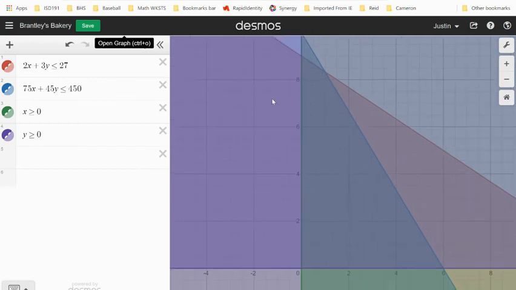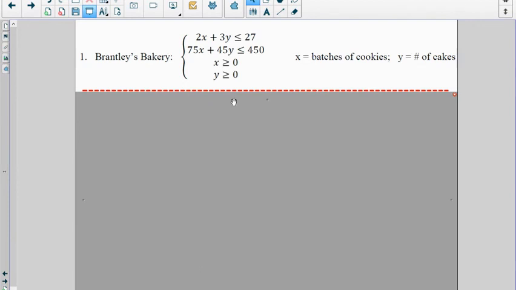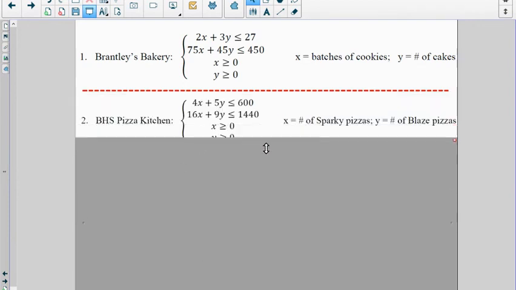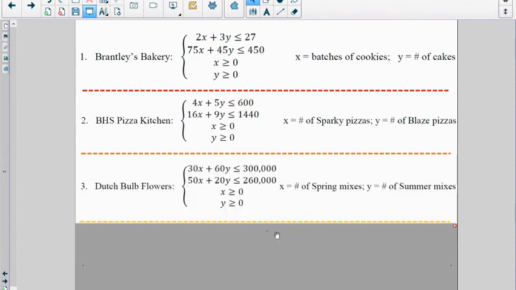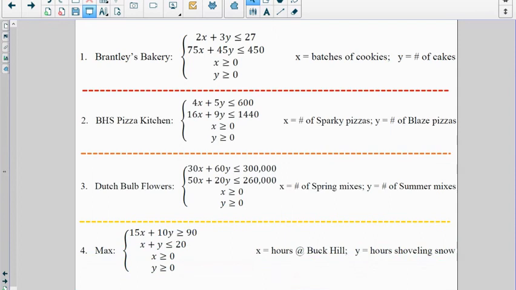To go back to our lesson here, I wanted to share this with you. We came up with it together, but as a bonus for those of you who are actually watching the video today, you can double check your answers to the day 1 homework. Here's your system of inequalities, and here are your variables for the Dutch Bulb Flour Company. And then number 4, Max was trying to get a couple jobs working at Buck Hill and shoveling snow on the side. So here is your system of inequalities and your variables for Max's problem. All right, see you guys later this week.